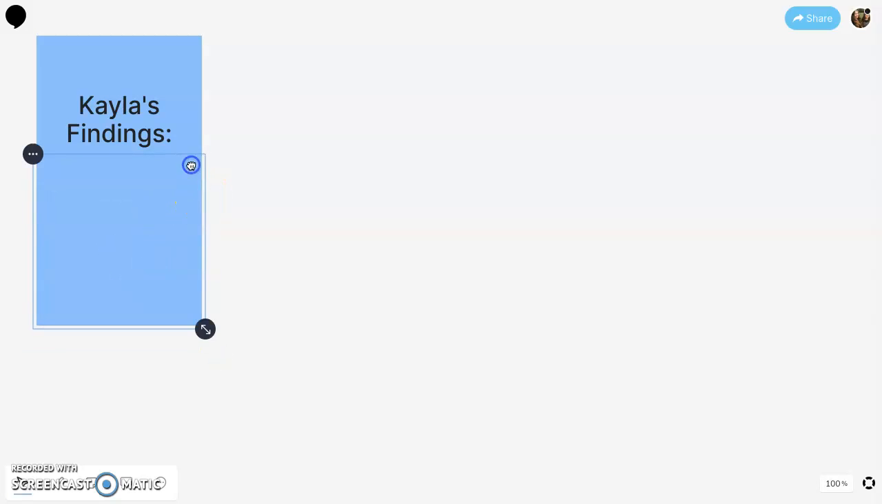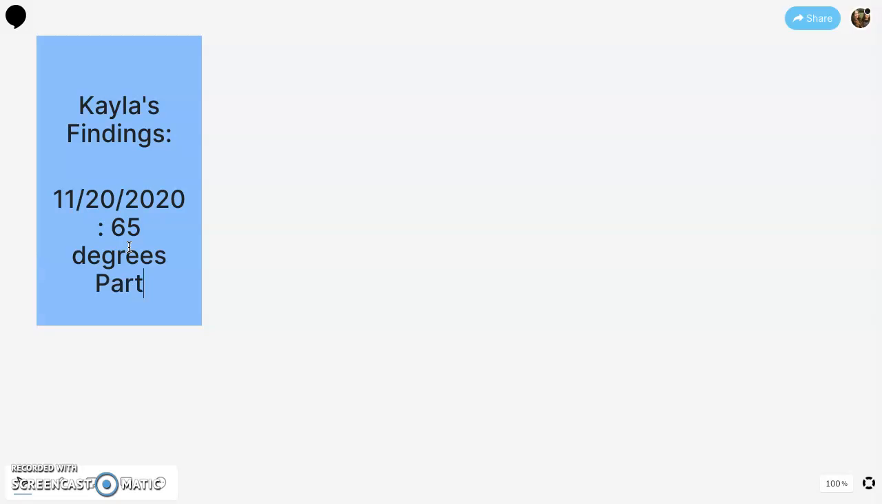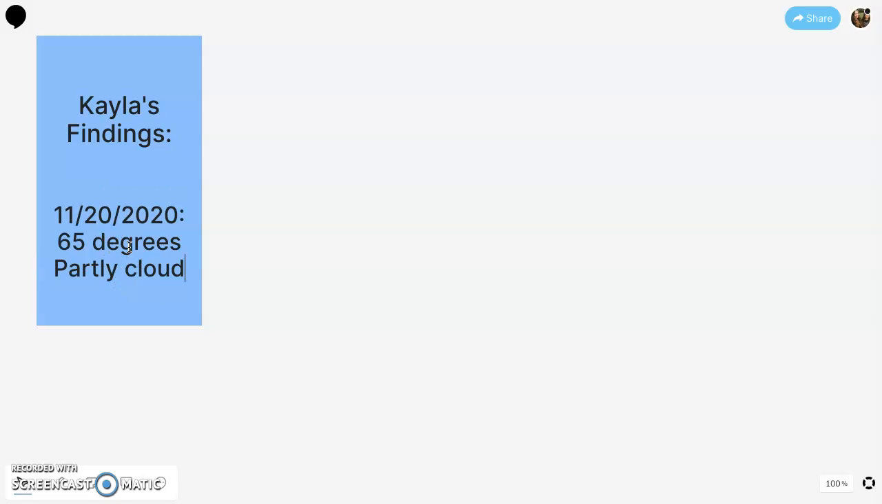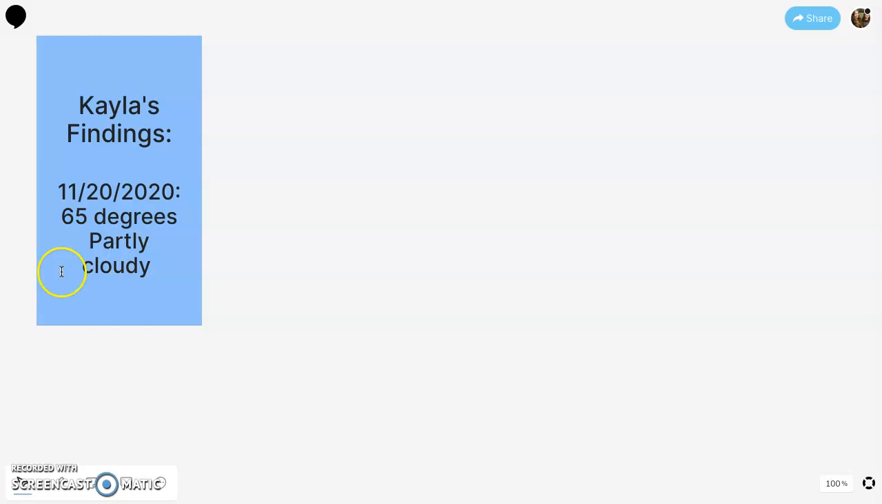So these are Kayla's findings, and anything that Kayla finds in her investigation, she'll put under a blue sticky note. And so if she is outside on November 20th and she finds that it is 65 degrees, then she'll just write that down really quick, maybe draw a few conclusions about that, say partly cloudy, anything along those lines that she thinks is important for that day. And all of her findings will be in blue.